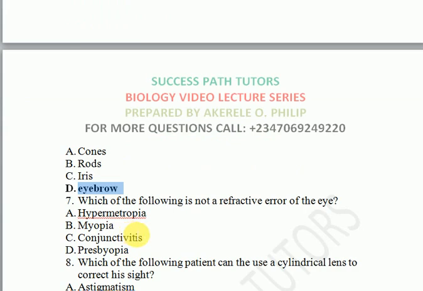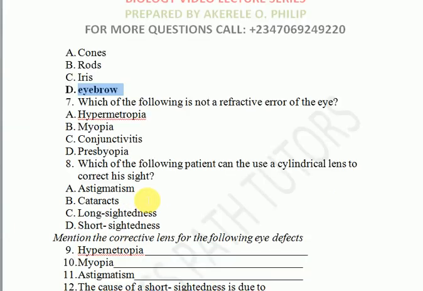Which of the following is not a refractive error of the eye? Refractive error refers to conditions that affect the eyes from focusing on images, whether close images or far distant images. So which of the following is not a refractive error? That would be conjunctivitis, which is the inflammation of the conjunctiva.